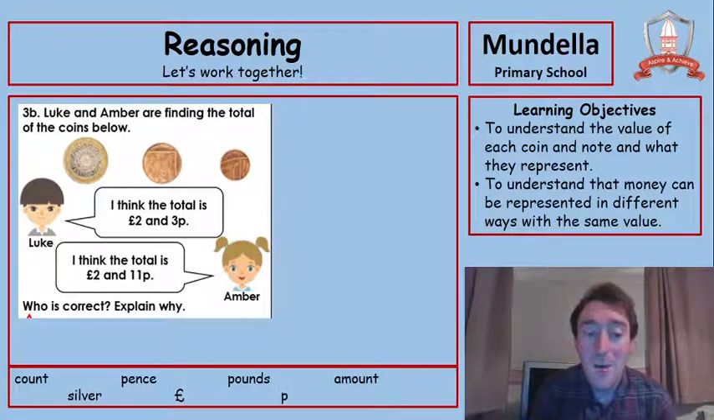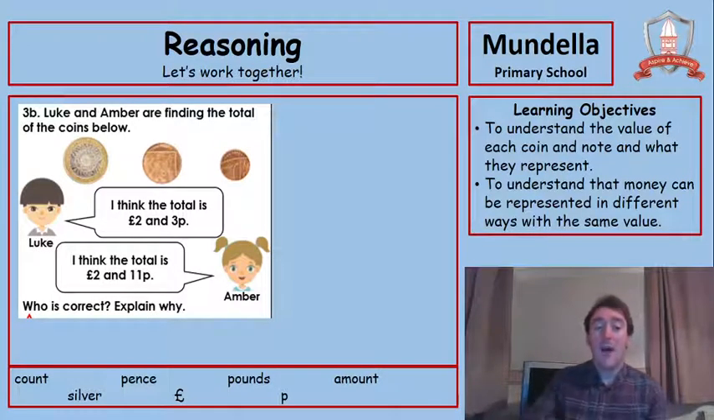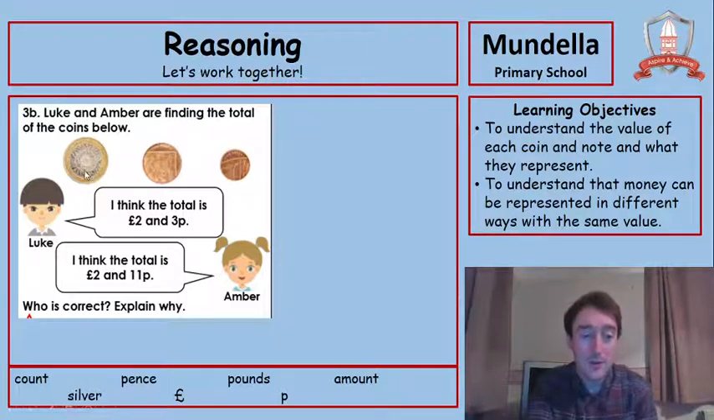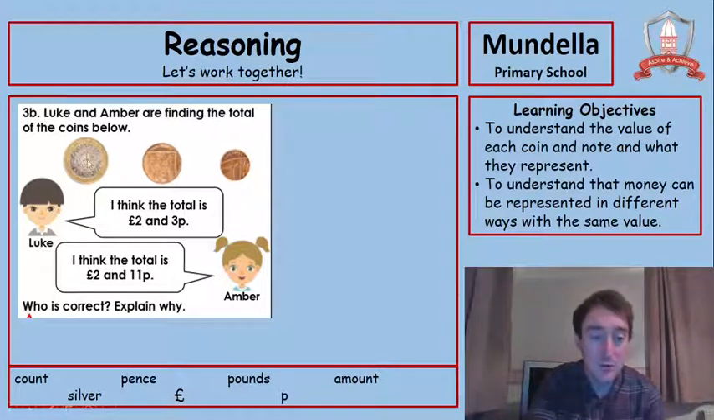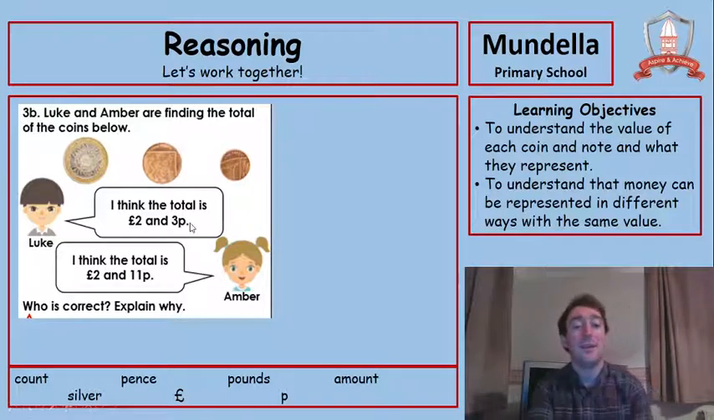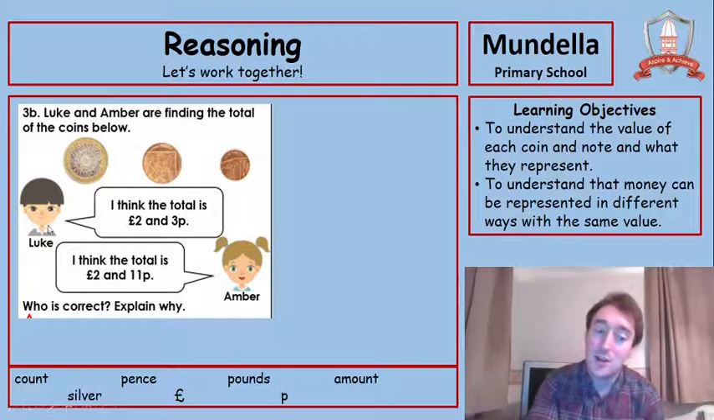Okay, what I would say is, let's have a count up of the coins first. We have a £2 coin, we have a 2p, we have a 1p. So we've got £2, and then what's 2 add 1? 3p. So we've got £2 and 3p. Who said that? Luke said that.